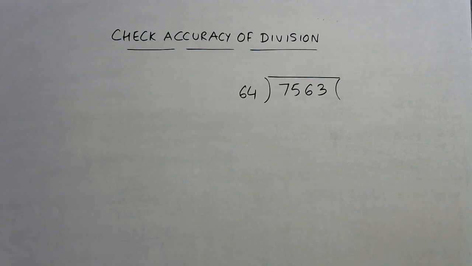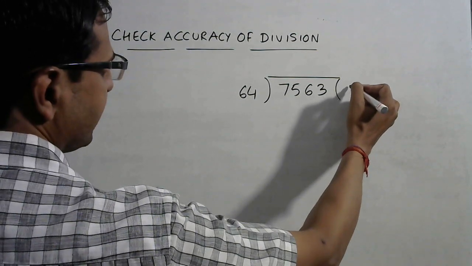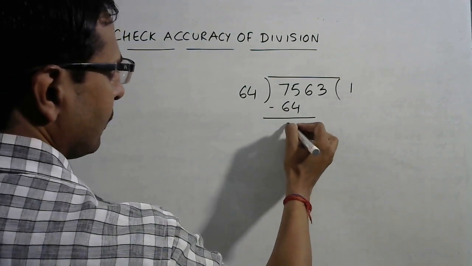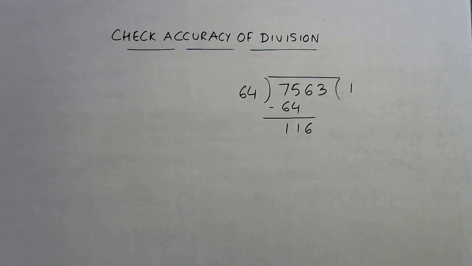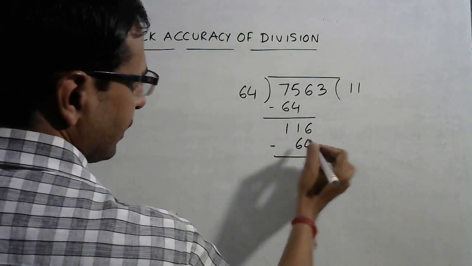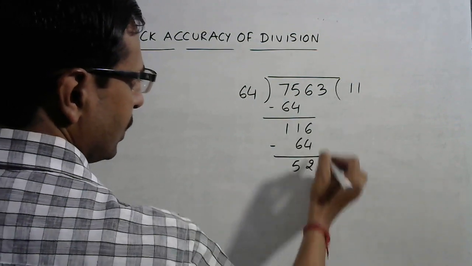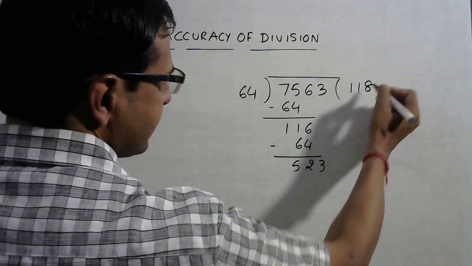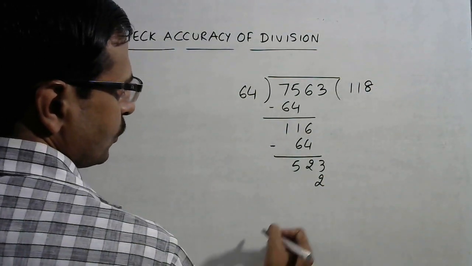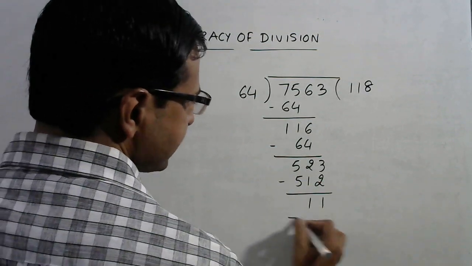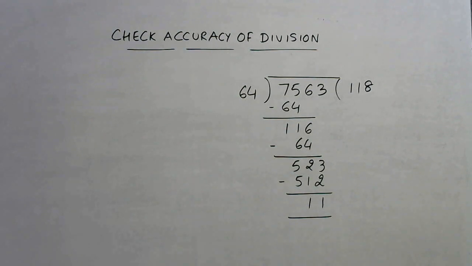Now the child carries out division in the traditional manner. 64 ones are 64. Then he subtracts, takes one down. So 64 ones are 64 again. Then subtract 52, takes 3 down, and 8 fours are 32, 48 and 351. Then again subtracts and gets the remainder like this. Now we want to check whether this division is correct or not.